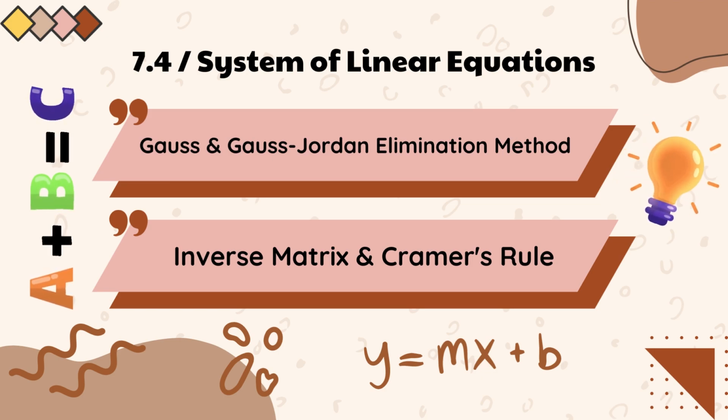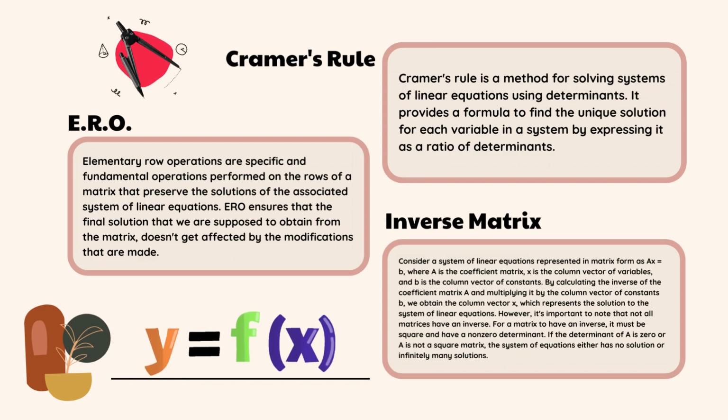So to speak briefly about all these methods, I want to start with elementary operations. These are specific and fundamental operations performed on the rows of a matrix that preserve the solutions of the associated system of linear equations. ERO ensures that the final solution that we are supposed to obtain from the matrix doesn't get affected by the modifications that are made. So while performing ERO or any method that follows the rules of ERO, you can be assured that no matter how much modification you apply to your matrix, it'll stay the same and your answer won't be affected in the end.